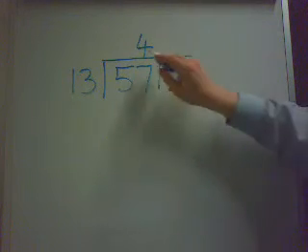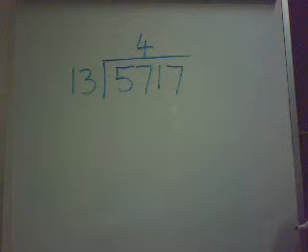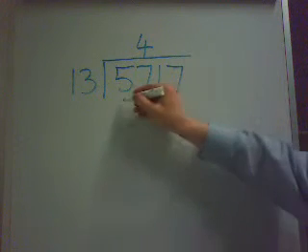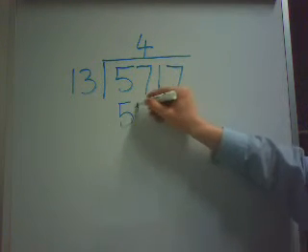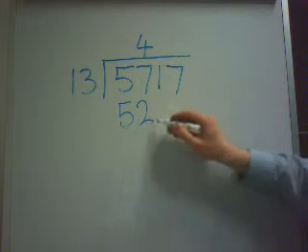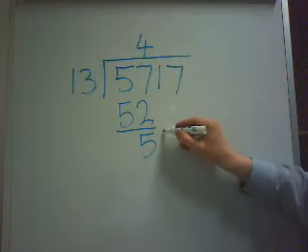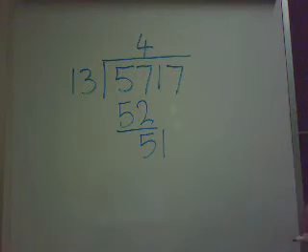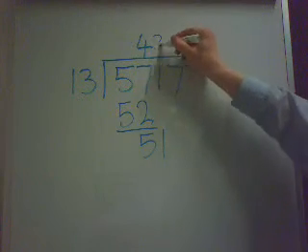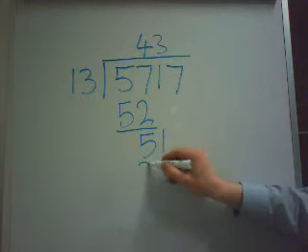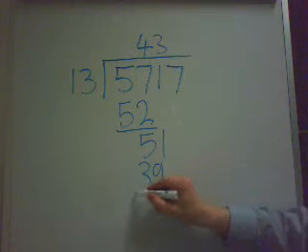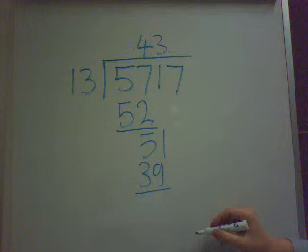And then we say 4 13s are 52. Put 52 down here. And subtract 52 from 57 gives us 5. Bring down the 1. Then 13 goes into 51 3 times. 3 13s are 39, that goes underneath there. Again, subtract 39 from 51.